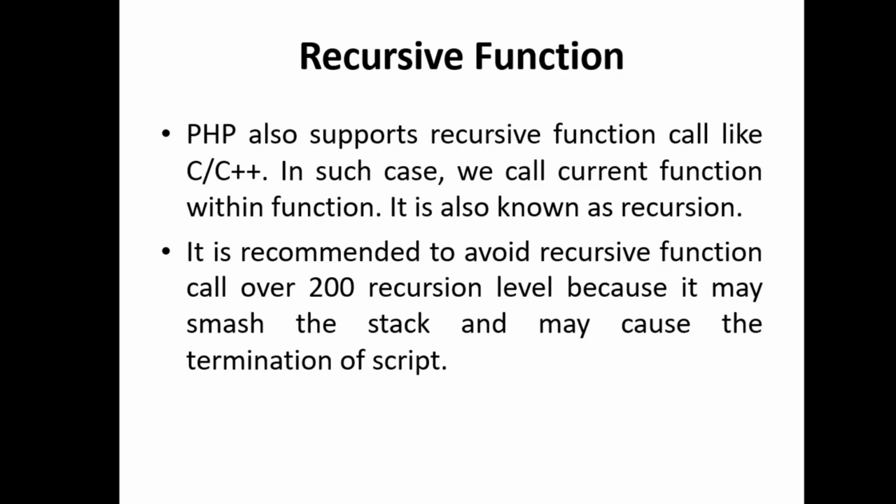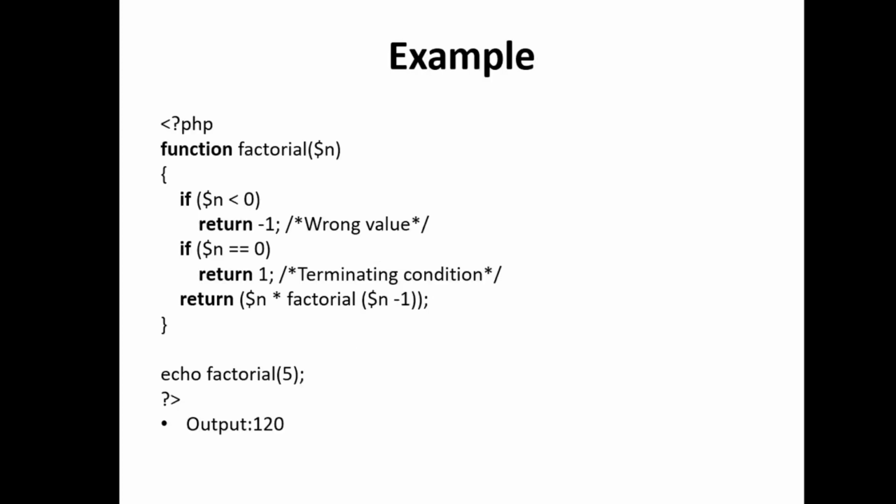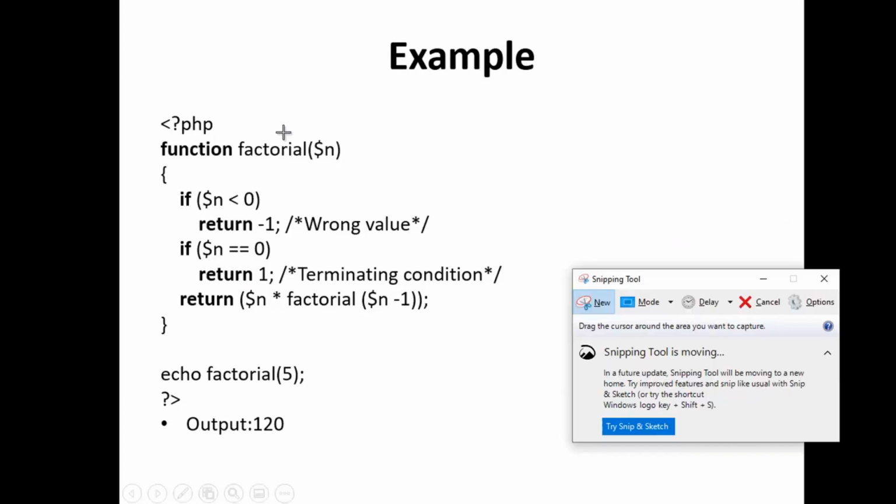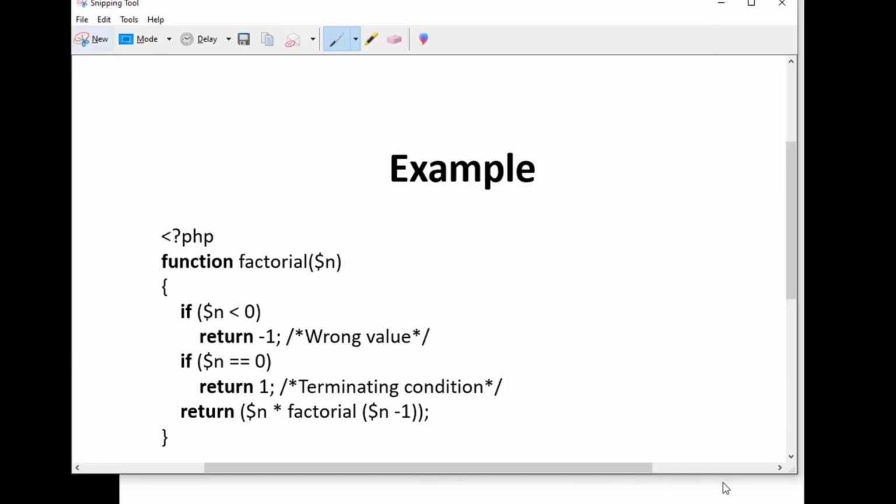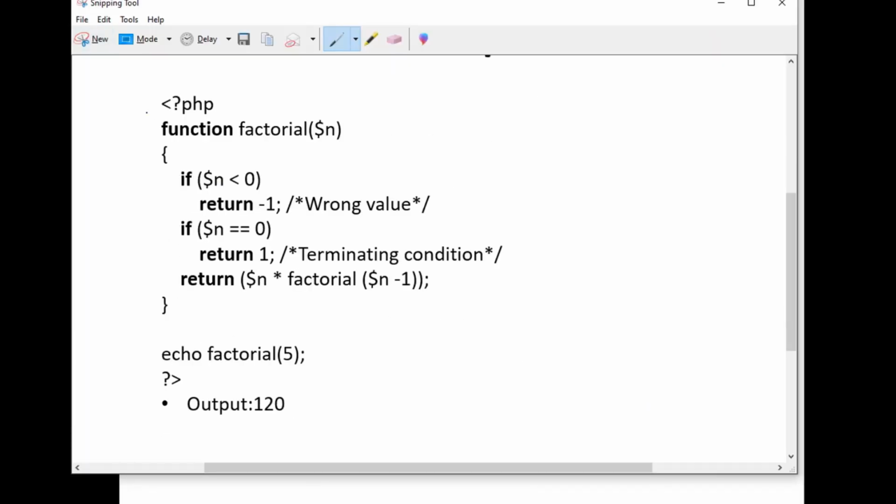That's why the stack, the buffer where the computations are stored, if the recursion level exceeds 200, a huge stack is required to execute it. So that is why it is recommended, but if you want, you can definitely proceed ahead with the same. So let's have an example on this. Here we have a program of factorial. This is the function declaration part, and we are giving a function call with echo. This is the function call, and 5 is being passed.